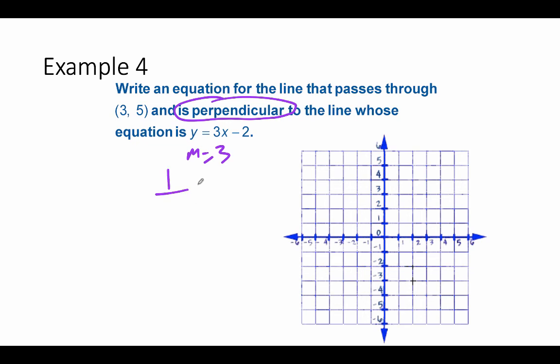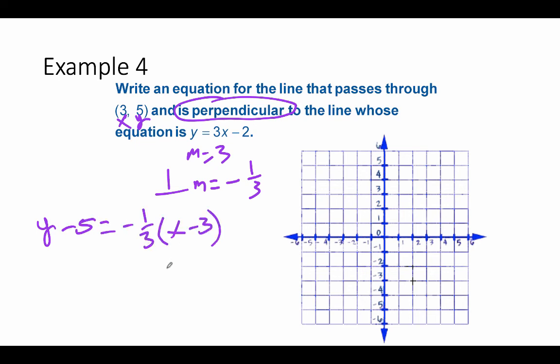Here's my symbol for perpendicular, upside down T. The perpendicular slope is the opposite reciprocal, and I've got an x and a y. y minus y1 equals m times x minus x1. Okay, now I can graph these two. Let's see if they're going to be perpendicular. Down 2, and then a slope of 3. Up 3, right 1, up 3, right 1.